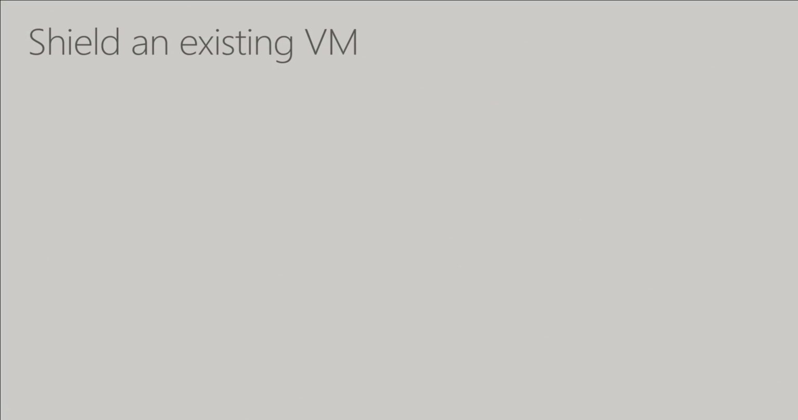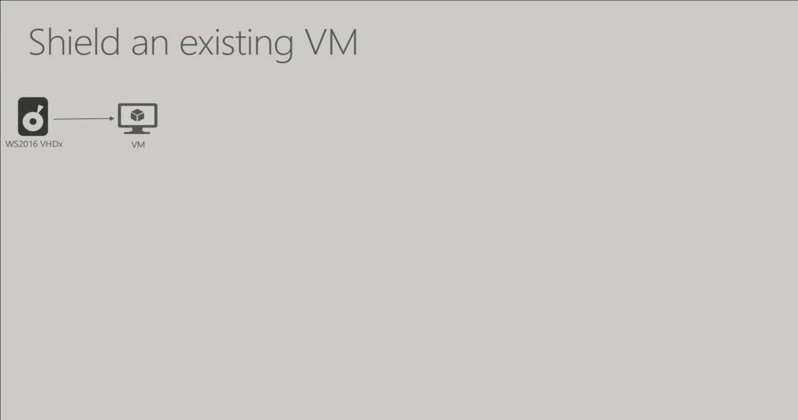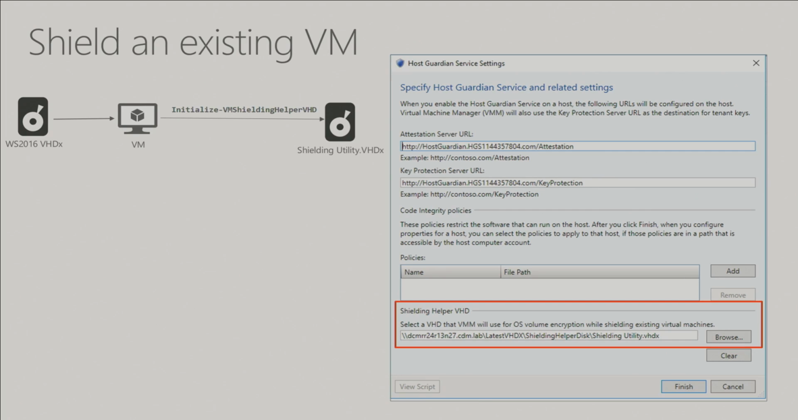The hoster starts with the Windows Server 2016 VHDX and creates a VM so that the specialization happens. And on the VHD, he runs a command. This is a PowerShell cmdlet which is already available, and it creates something called a shielding utility or shielding helper VHD. Then you specify that in the VMM global settings. This is a one-time action that the hoster needs to do.